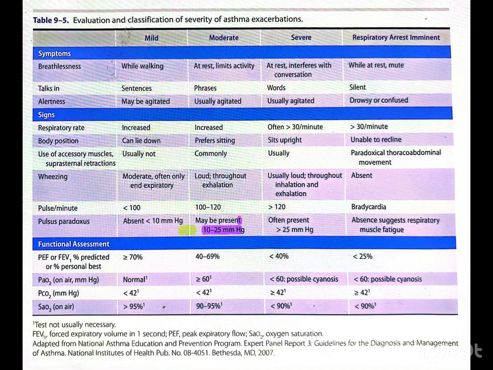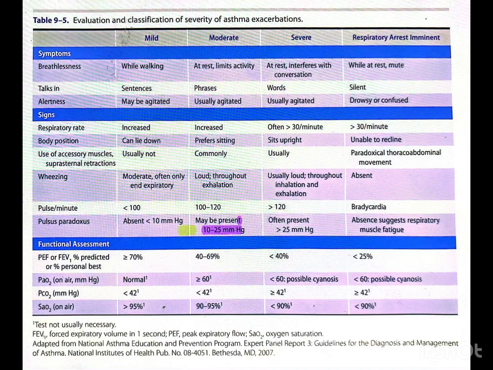Wheezing will be absent. In the pulse, in mild cases the pulse will be less than 100, while in the moderate it will be 100 to 120. In severe it will be more than 120, while in imminent respiratory arrest the patient will be having bradycardia. The sixth component is the pulsus paradoxus.